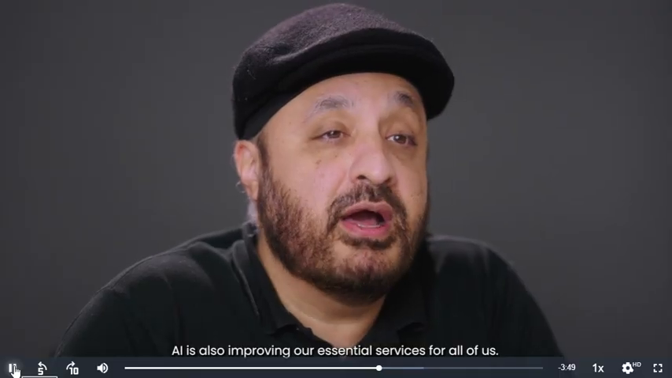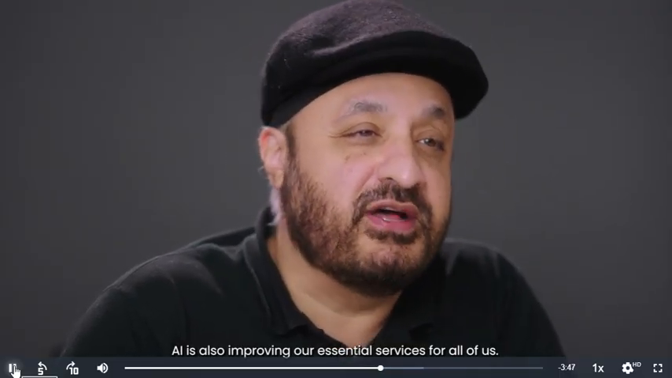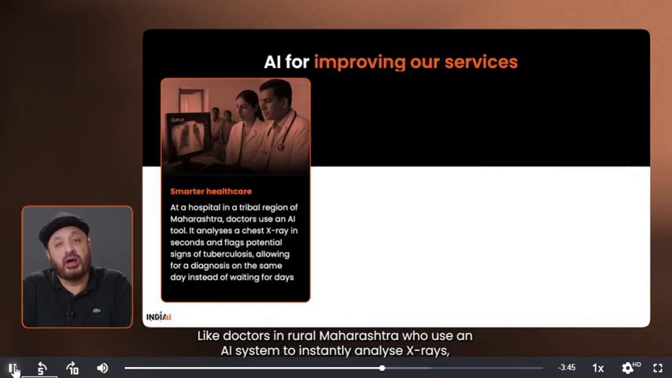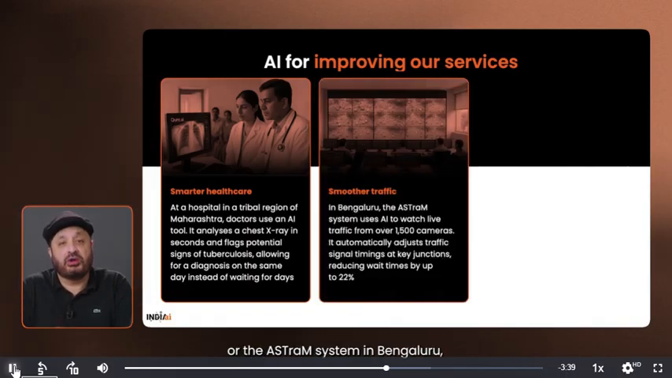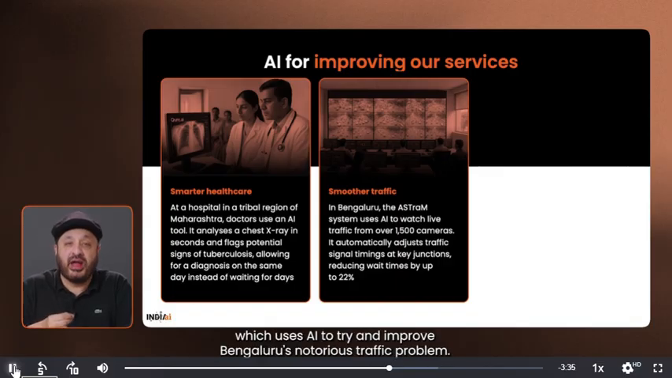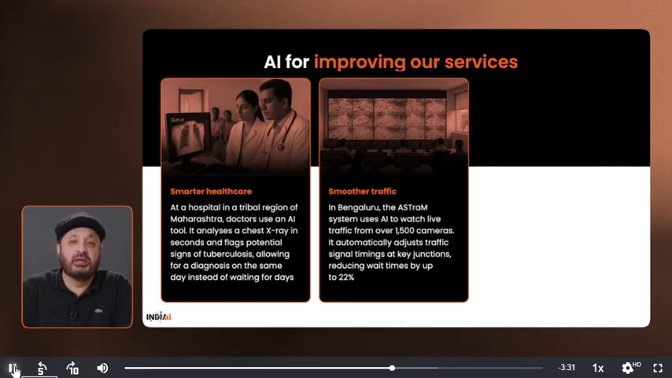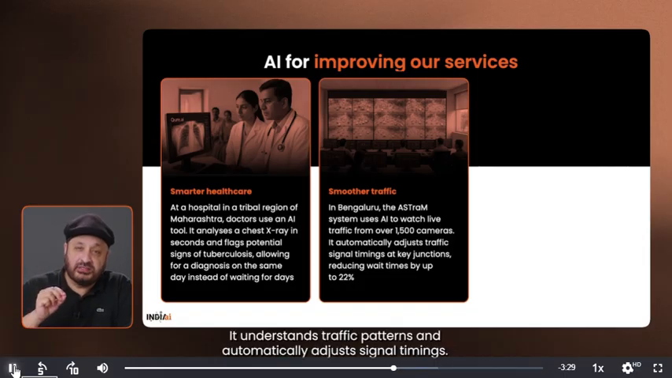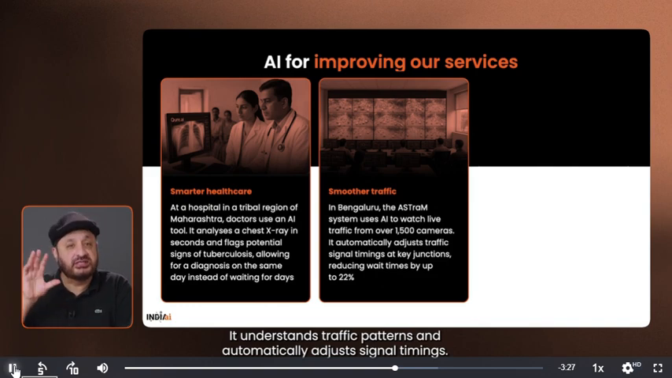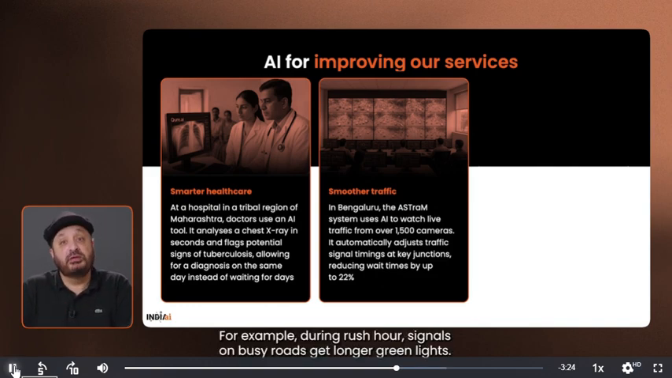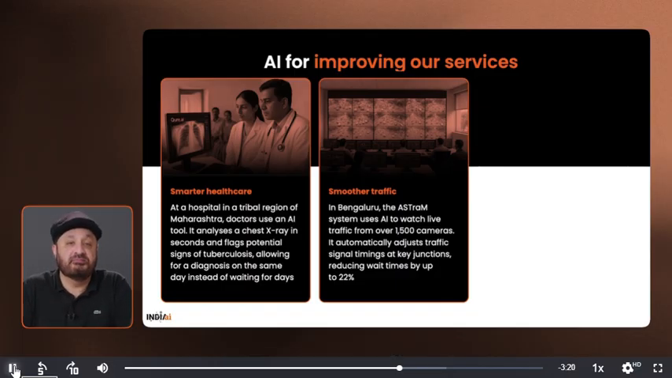AI is also improving our essential services for all of us, like doctors in rural Maharashtra who use an AI system to instantly analyze X-rays, or the Astram system in Bangalore, which uses AI to try and improve Bangaluru's notorious traffic problem. It understands traffic patterns and automatically adjusts signal timings. For example, during rush hour, signals on busy roads get longer green lights.